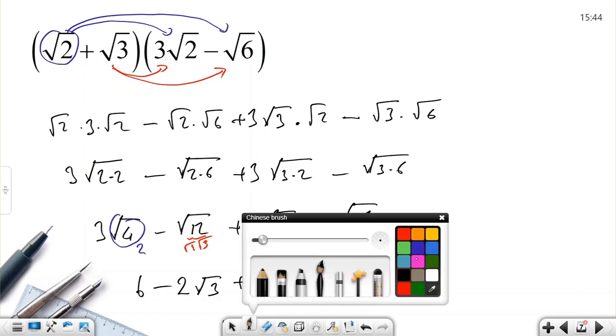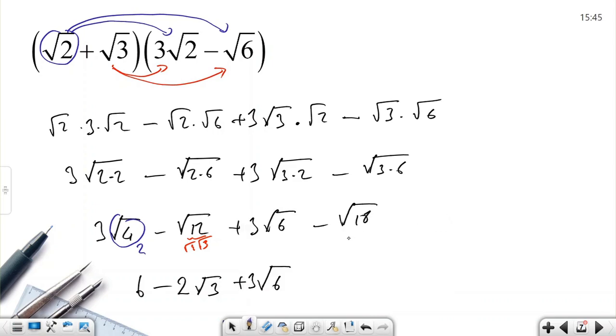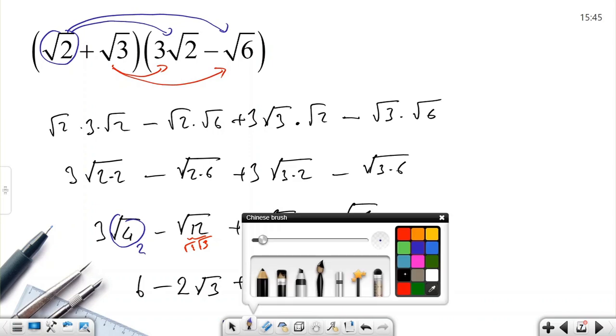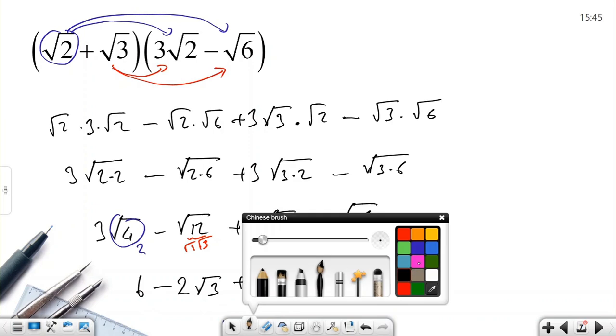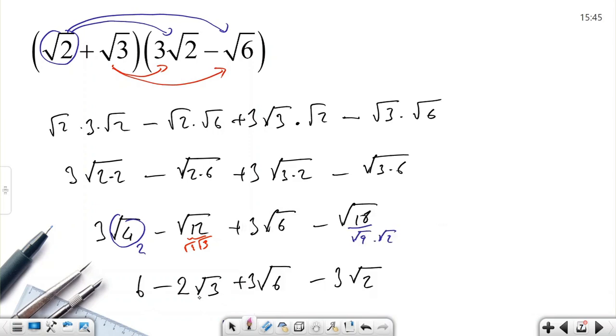18 is 9 times 2, so square root of 18 equals square root of 9 multiplied by square root of 2. Instead of that one, I'm going to write here minus 3 square root of 2, since the square root of 9 is 3. This is the last step, because let's check the radicands. Is there any common radicand? Square root of 3, no, 6 and 2. I don't have any like radicands, so I cannot combine them. I cannot add or subtract them.